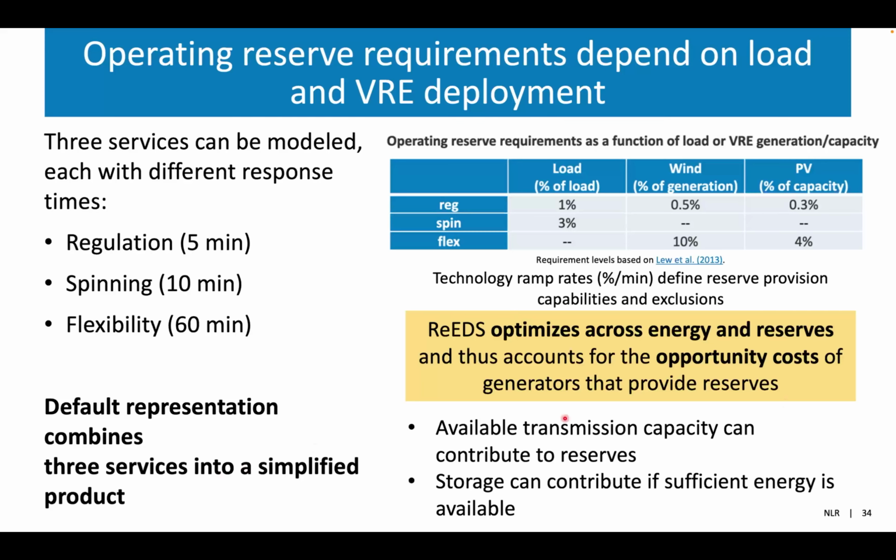Lastly, the objective function of ReEDS will optimize between letting a technology provide energy or provide reserves, and it'll consider the opportunity costs associated with the technology providing reserves over load balancing based on a few things. First, technologies are only allowed to provide reserves if there's free capacity that isn't already contributing to meeting load. Second, the available capacity from neighboring regions can contribute to reserves only if there's sufficient transmission to do so. And third, storage technologies can contribute to reserves if there is available energy in the storage to do so.